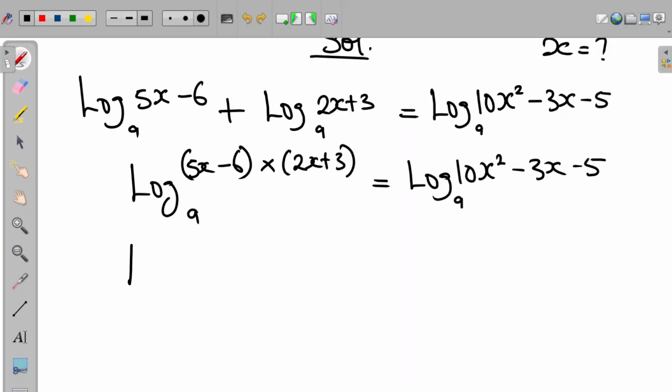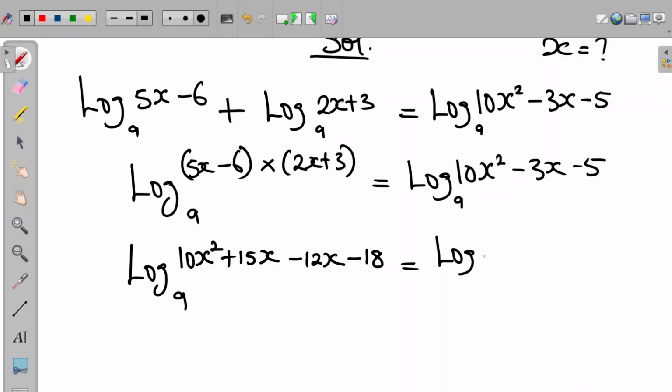So we have it that 5x times 2x is 10x², 5x times 3 is 15x, minus 6 times 2x is minus 12x, and minus 6 times 3 is negative 18, all in base a, equal to log(10x² − 3x − 5) all in base a.